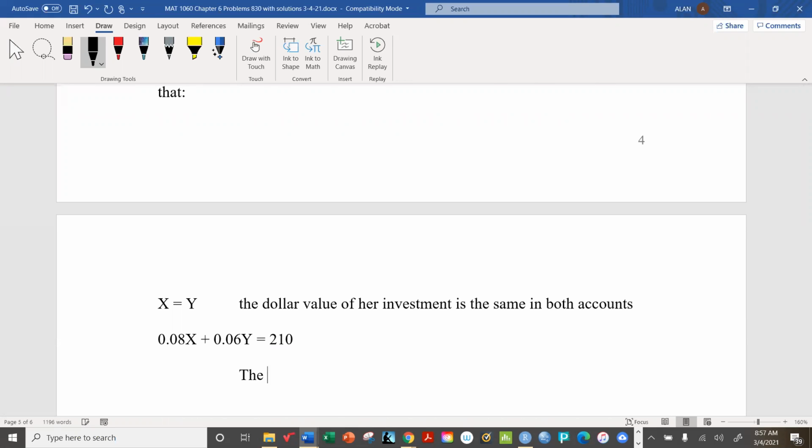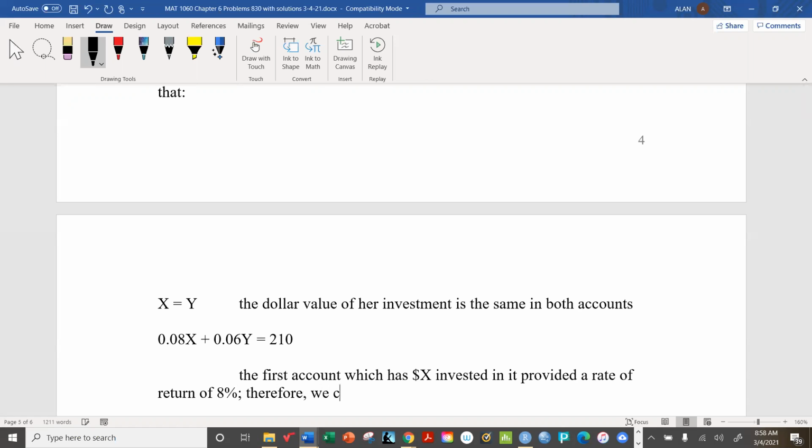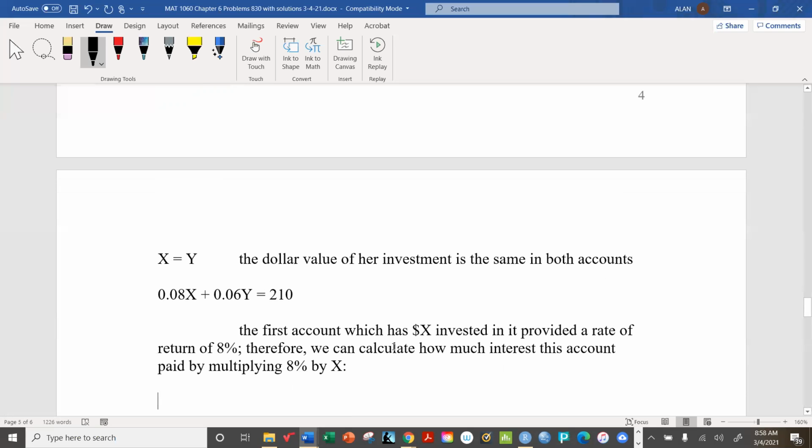The first account, which has X dollars invested in it, provided a rate of return of 8%. Therefore, we can calculate how much interest this account paid by multiplying 8% by X. Now, here's an important detail.